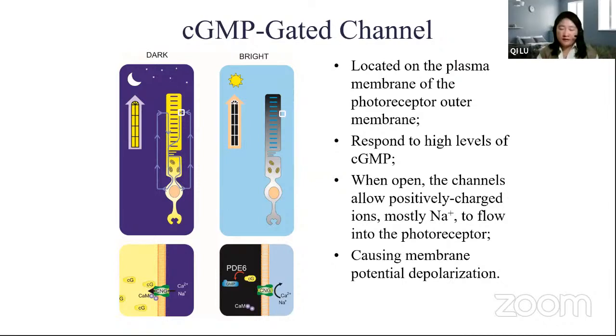At night or in dark conditions, there's high cyclic GMP within the cell. The channels are open and there's a current influx. In bright conditions, PDE6 is activated, the cyclic GMP concentration is reduced by hydrolysis, the channel closes, and there's no current across the membrane through the cyclic GMP channel. Opening of the cyclic GMP channel will cause the membrane potential to depolarize.